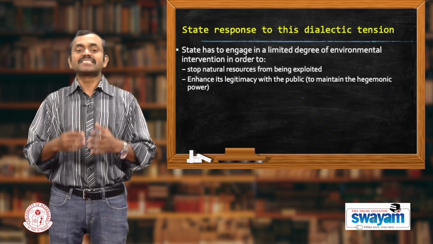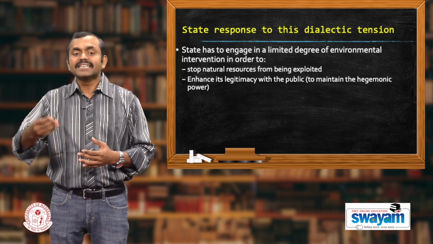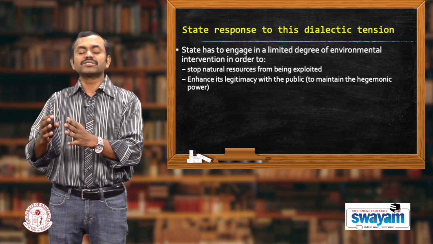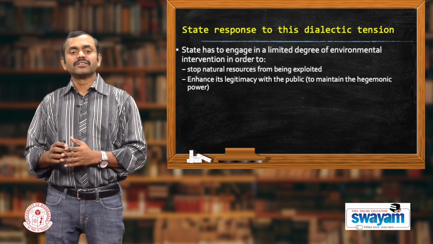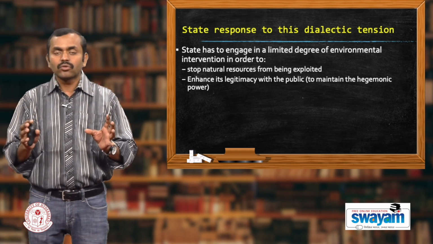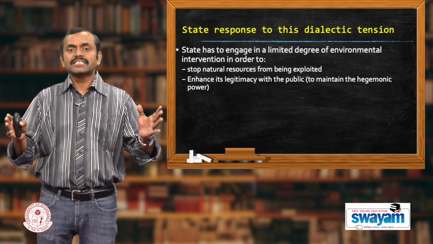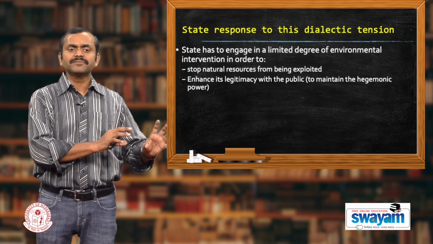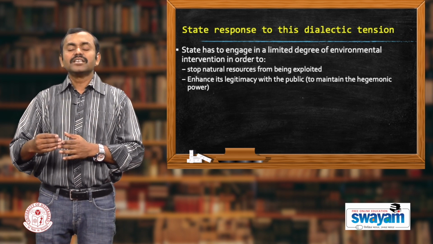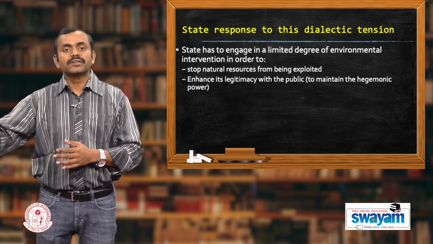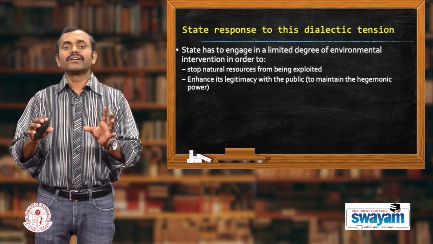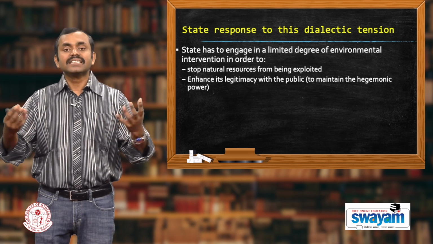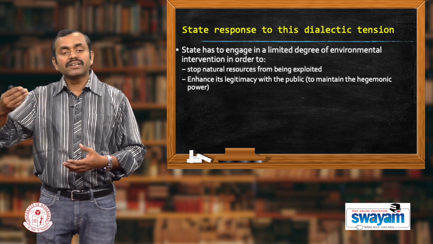But when you look at the situation a little more carefully, how will the state behave in such a dialectic situation? The state has to engage in a limited degree of environmental intervention in order to stop natural resources from being exploited. So, the state has to play a dual role, balancing between stopping natural resources from being exploited and, at the same time, taking care of economic growth.